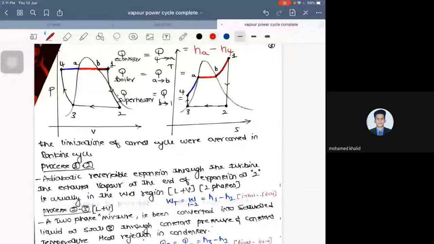Can anyone tell me how do I calculate heat added in the boiler? Final state is B, initial state is A here. HB minus HA. Excellent. It is HB minus HA. Now, can anyone tell me how do I calculate heat added in the superheater? H1 minus HB. H1 minus HB. Very good. Excellent.